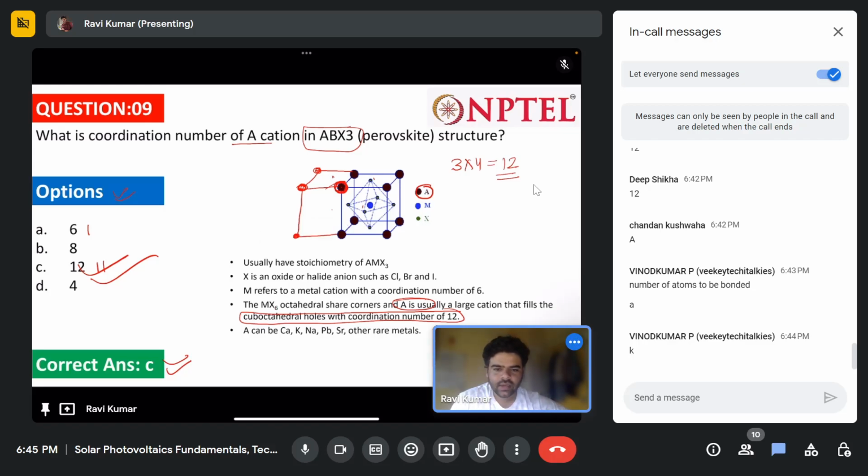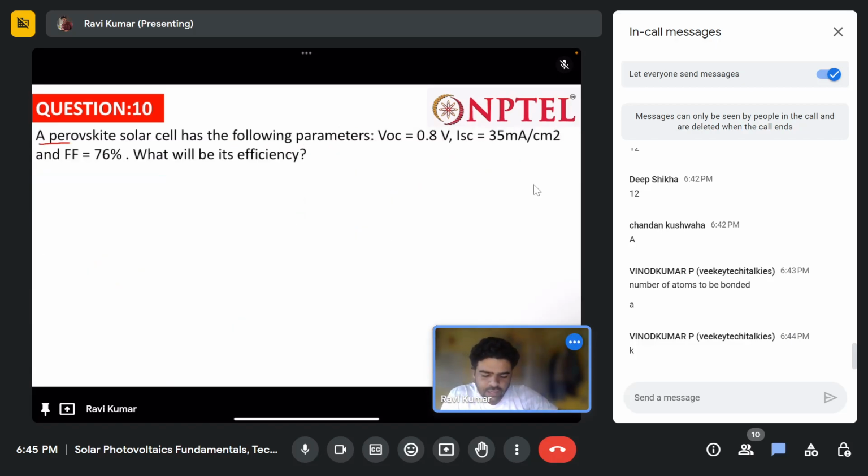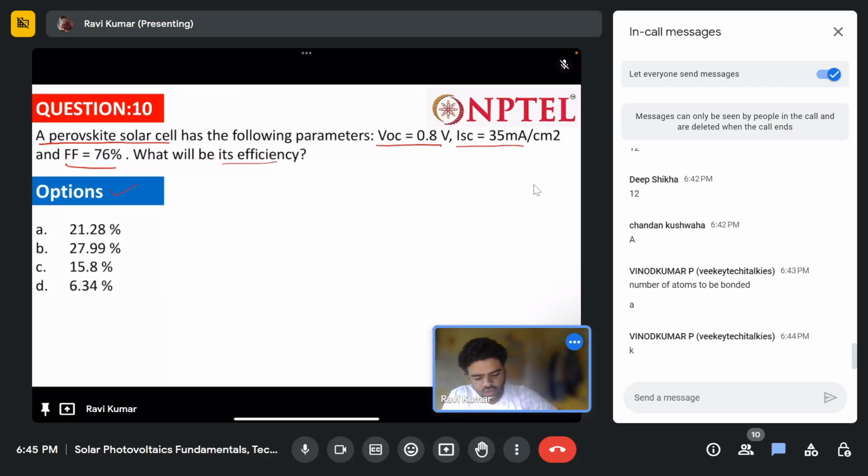Next is a numerical which you need to solve right away. It says a perovskite solar cell has the following parameters: VOC 0.8 volt, ISC 35 milliampere per centimeter square, fill factor 76. What will be its efficiency? And these are the options.